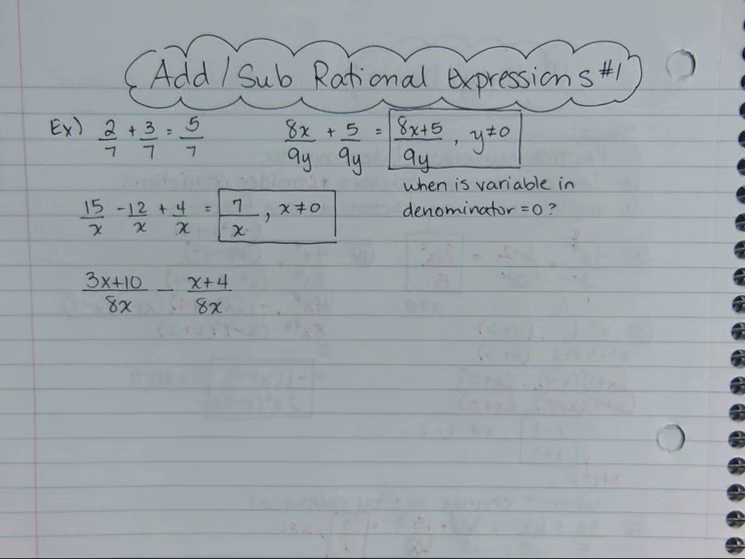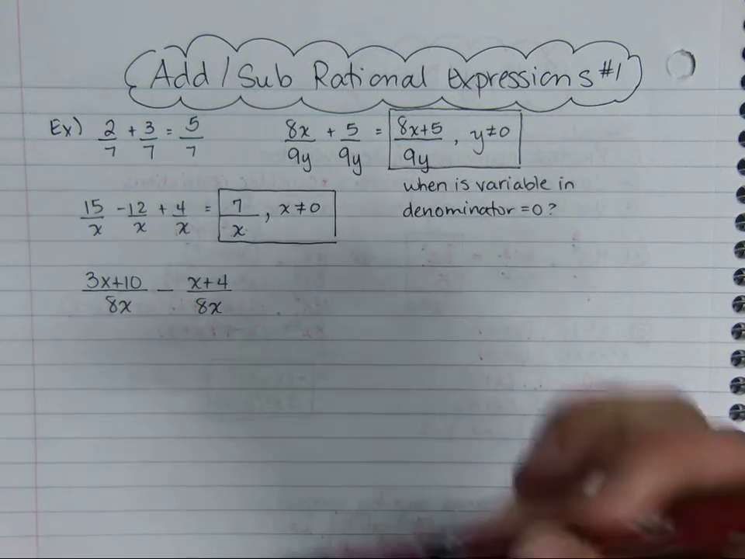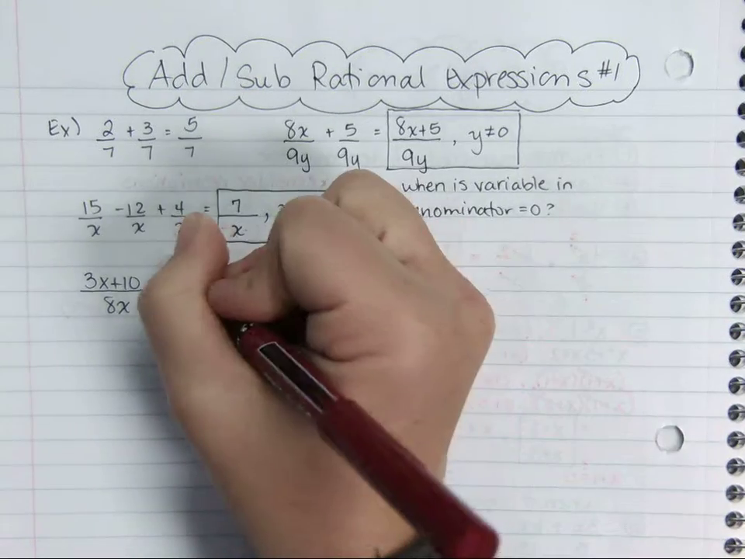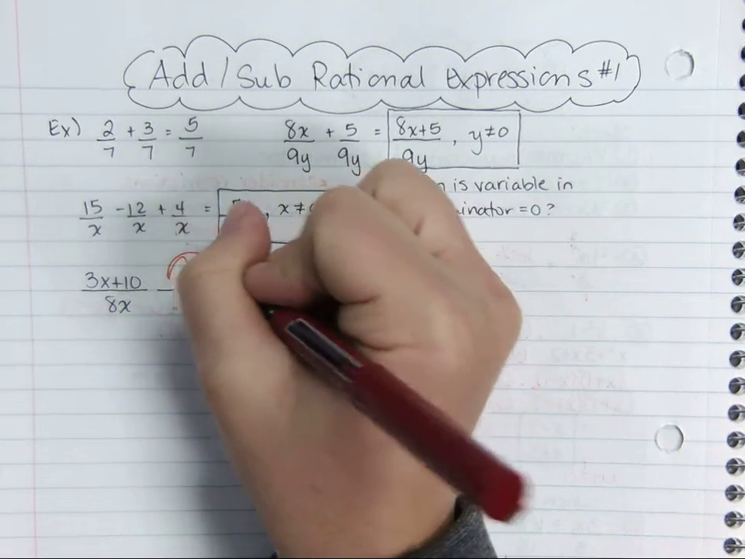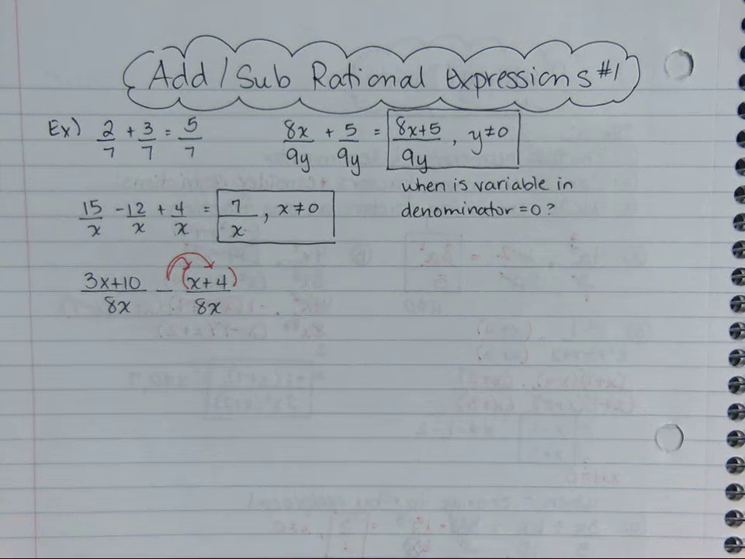So they already have the same denominator. That's not a problem. The problem is that when you're trying to subtract off this fraction, all of this in the numerator has to get the subtraction. So you have to actually distribute that subtraction sign to all of the terms in the numerator, not just the first one you see. And that's usually the biggest mistake.